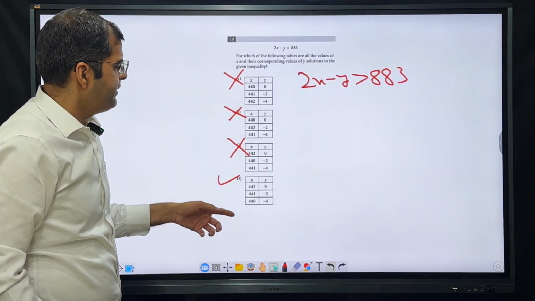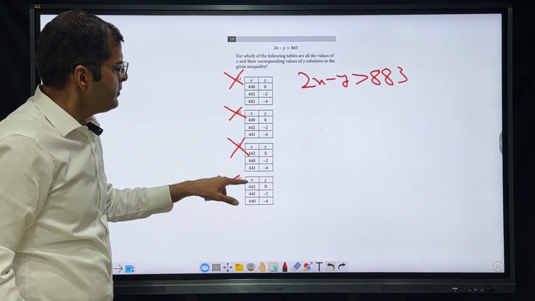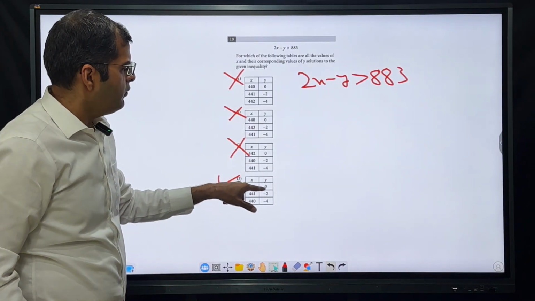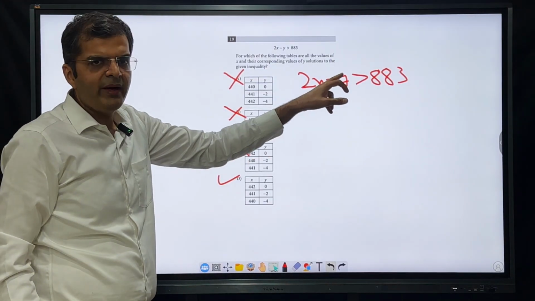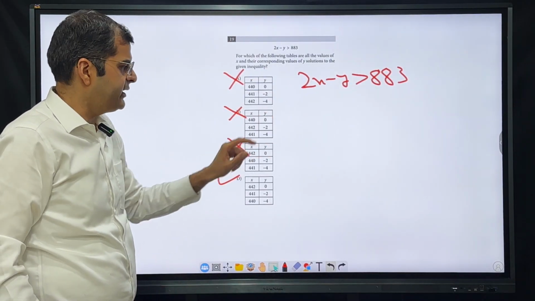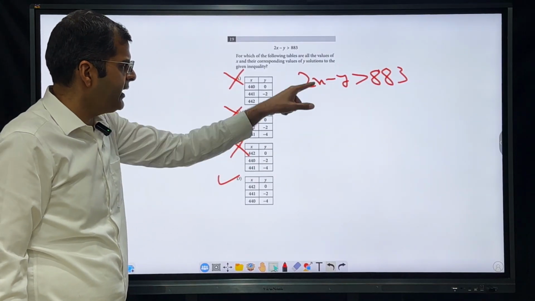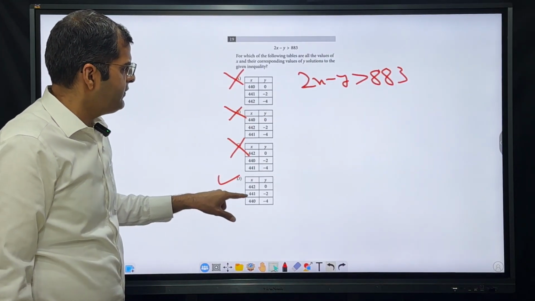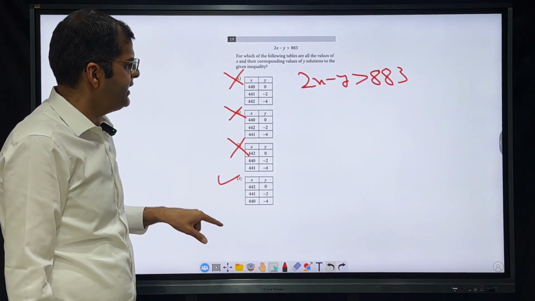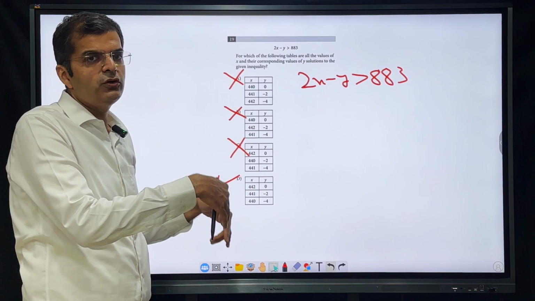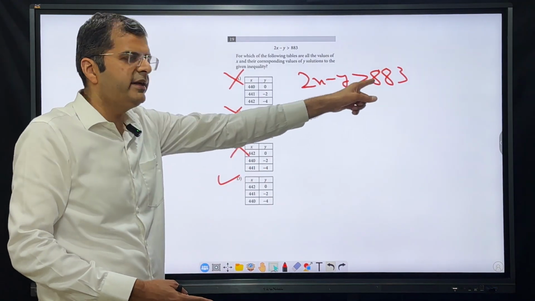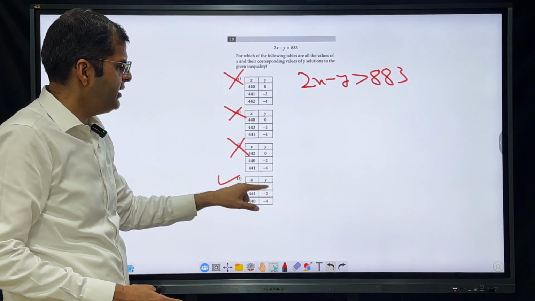But for completeness' sake, we'll check the values here. When x is 442 and y is 0, what do I get? 442 times 2 is 884. 884 minus 0 is greater than 883. That is correct. Next is 441 and minus 2. So x is 441, and 441 times 2 is 882. 882 minus minus 2 becomes 882 plus 2, which is 884. 884 is greater than 883. So it is working here also.